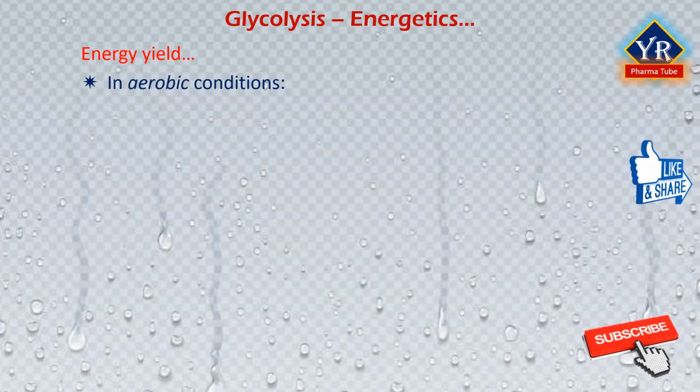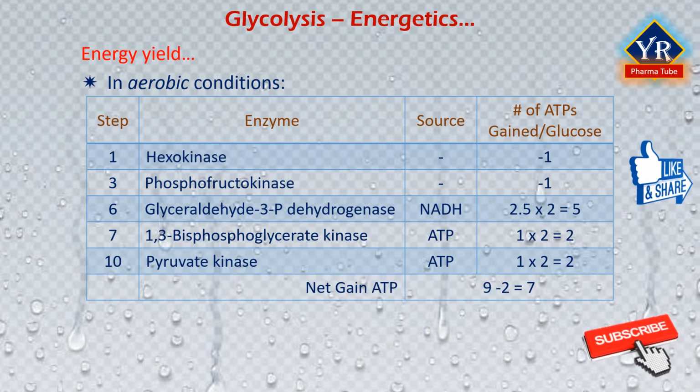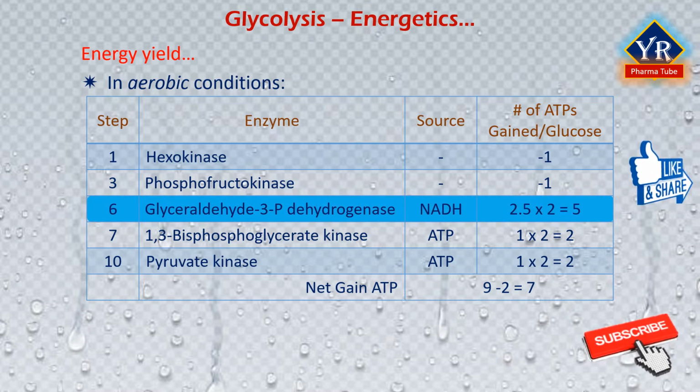But when oxygen is plenty, that is in the presence of oxygen or in aerobic conditions, the 2 NADH molecules generated in the glyceraldehyde 3-phosphate dehydrogenase step can enter the mitochondrial electron transport chain for complete oxidation. As each NADH provides 2.5 ATPs, this reaction generates 2.5 into 2 is equal to 5 ATPs. Thus, when oxygen is available, the net gain of energy from the glycolysis pathway is 7 ATPs. Hence, the ATP yield from glycolysis is different in anaerobic and aerobic conditions.